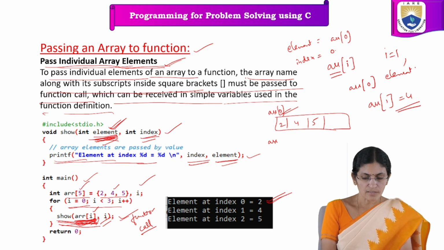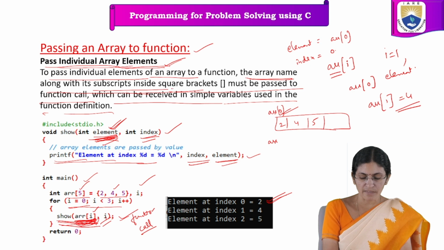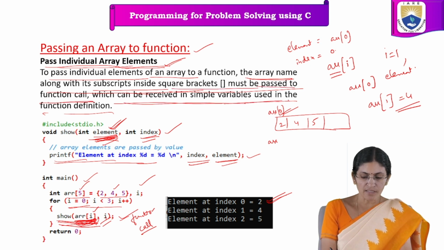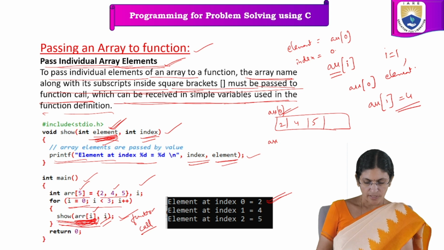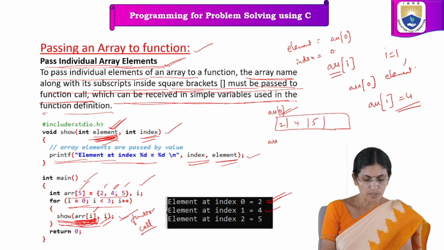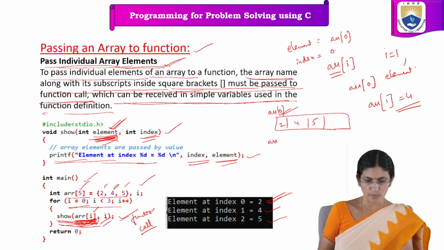So the array name along with the subscript inside the square brackets is passed to the function call, which is received in simple variables. As we pass variables, similarly we can pass individual elements of the array. The program will run 3 times because we have initialized 3 values. So element at index 1 is equal to 4, element at index 2 is equal to 5. This is the output of this program.